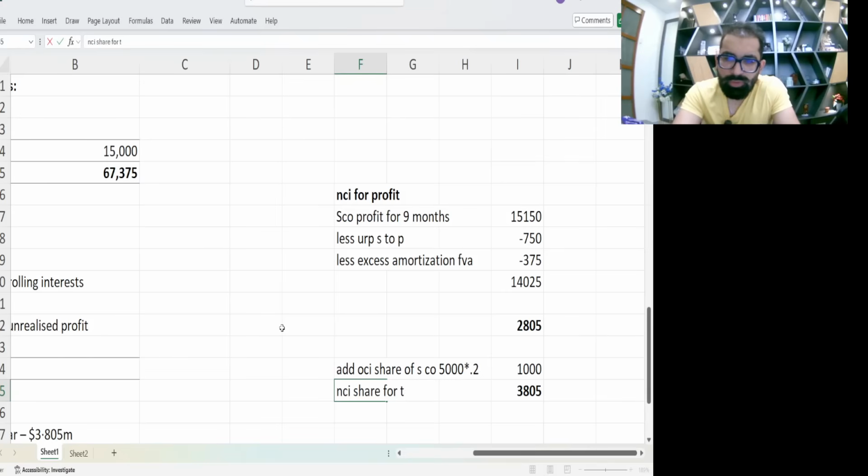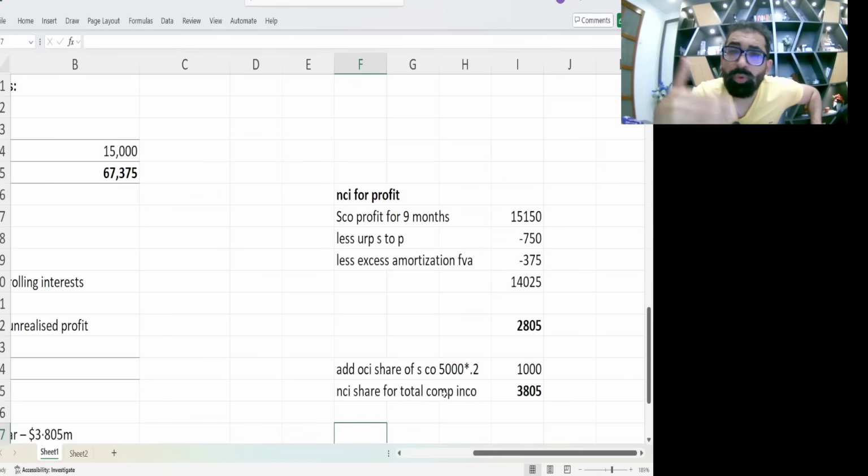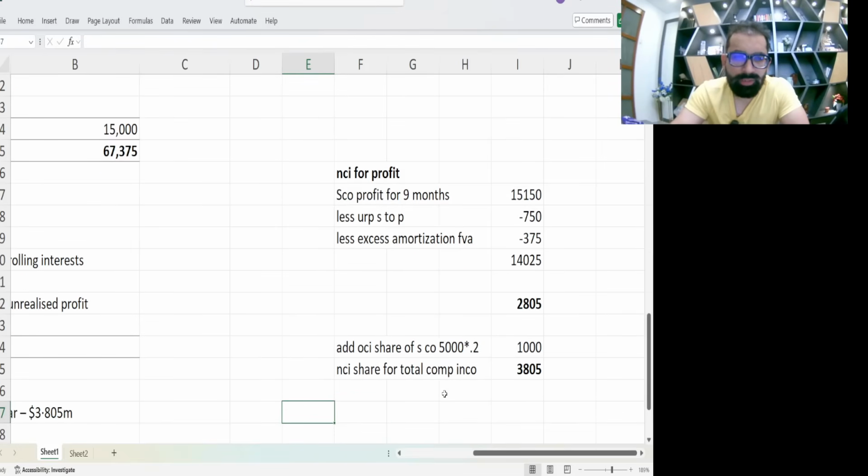NCI share for total comprehensive income. So my dear students, now just see this carefully. This is an old thing, you have done it before. Now we need to write 3 lines 2 times. First of all, the profit breakup between the parent company's owners and NCI, and then the total comprehensive income breakup between the parent company's owners and NCI. That's it. Let's do it.